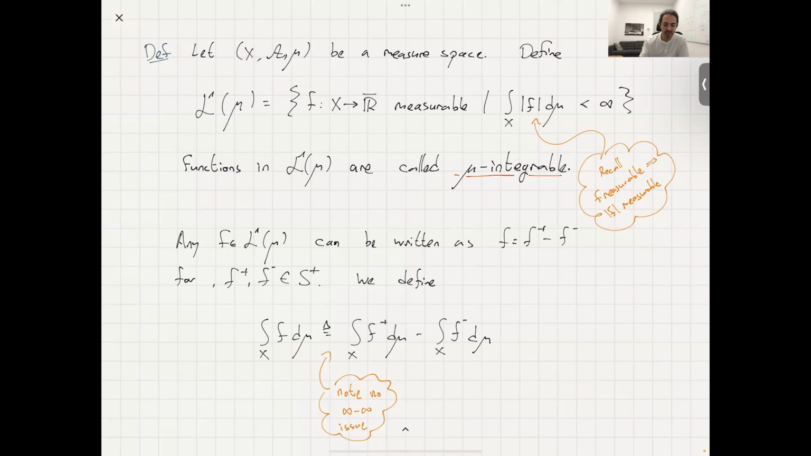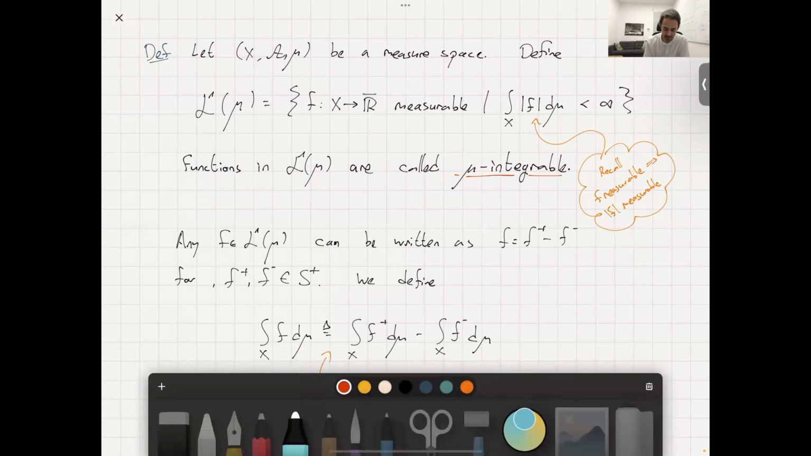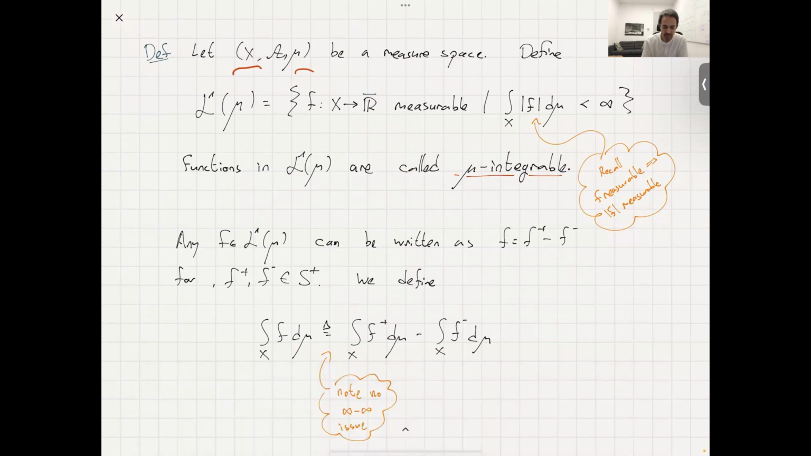Okay, so say you have a measure space. We're going to define the set of integrable functions, L1 of mu. These are all the measurable functions from x to R bar, as before, but without the plus. So these are all measurable functions.